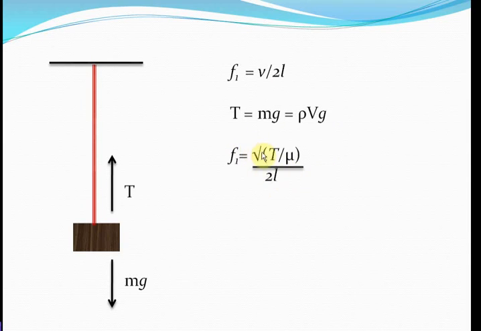So clearly the frequency will be square root of T by mu divided by 2L. Now we also know that mu equal to m by L. After all, mu is the mass per unit length, and since mass is ρV, density into volume, mu is equal to ρV divided by L. When we substitute mu equal to ρV by L here, and tension equal to ρVg here, we get the fundamental frequency of vibration of the string in this case as 1 by 2L into root gL.